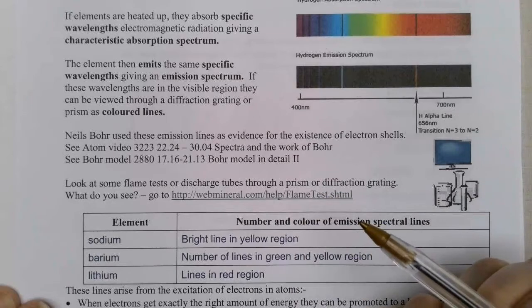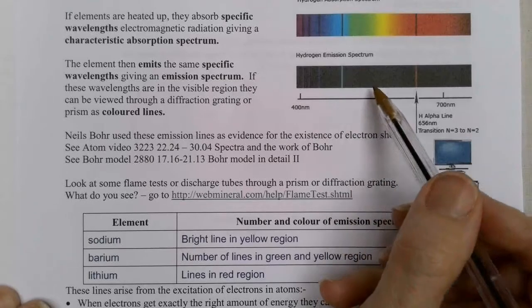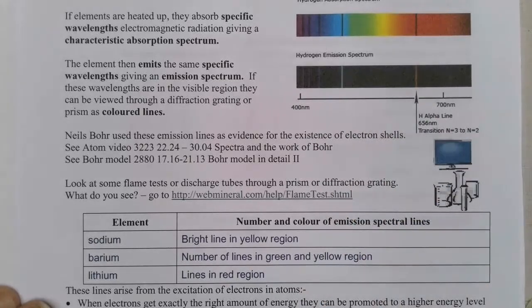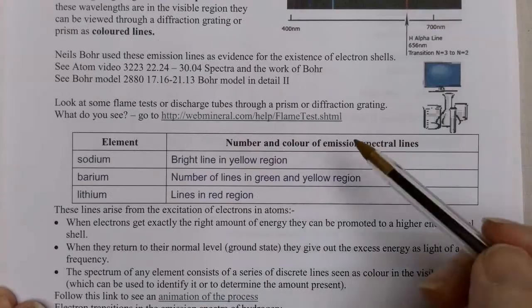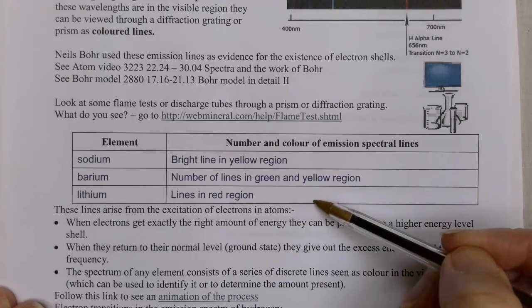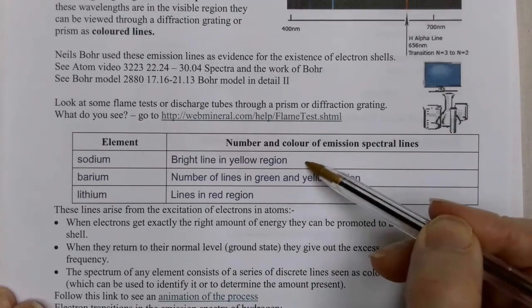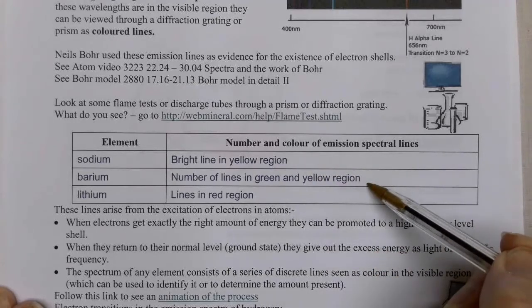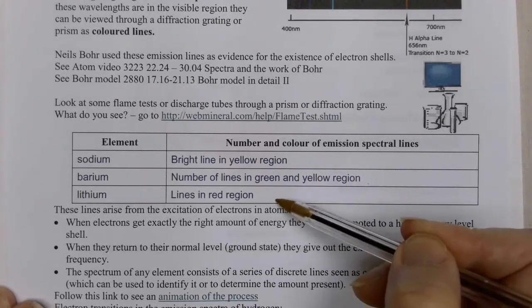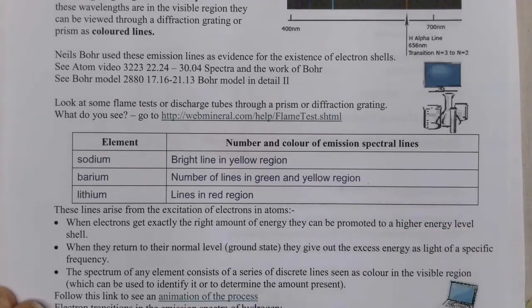Now, our eyes interpret this as one single colour, but if we were to split them up using a diffraction grating, we would actually see these lines. And if we were to do this with these elements, or the compounds of these elements, you would see bright lines in the yellow region for sodium, the green and the yellow for barium, and the red region for lithium, and that's why we see those colours.